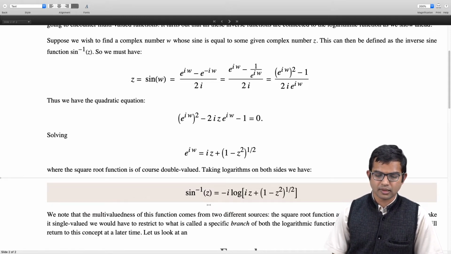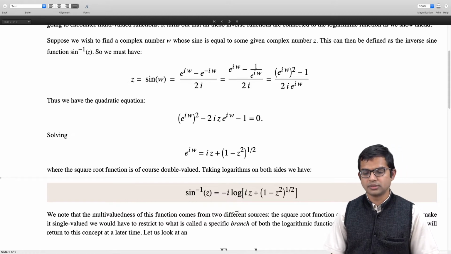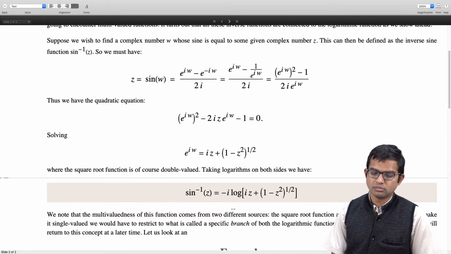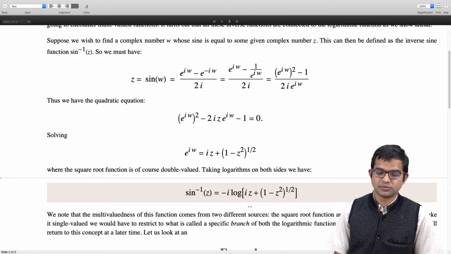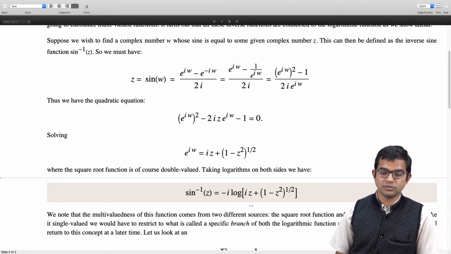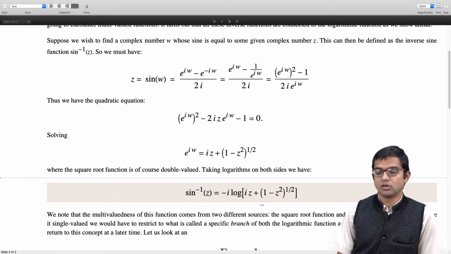And so the square root is one kind of bi-valued nature for this function, and then the logarithm function actually gives infinitely many values, right? For a given z, there are infinitely many values which correspond to sine inverse of z, and this infinite multivaluedness comes from the log function.